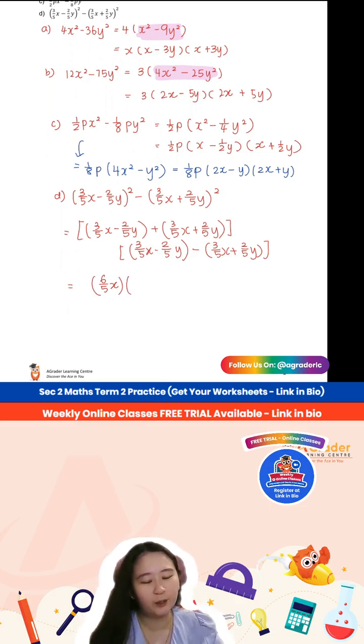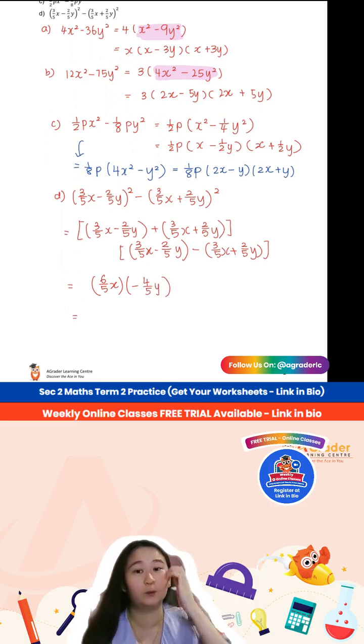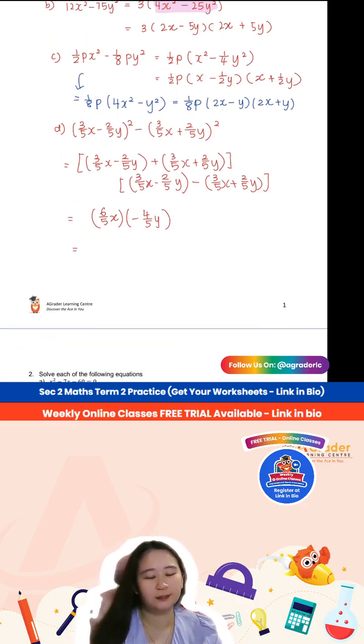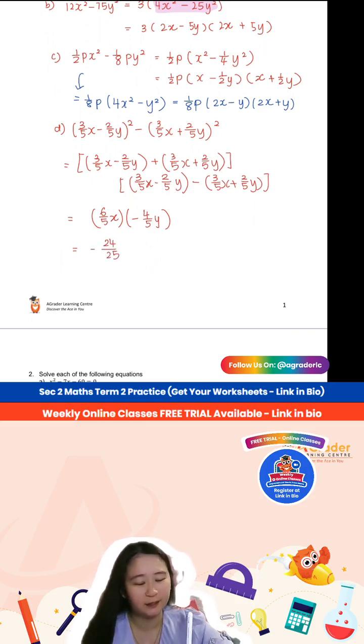Then the second bracket, 3 over 5x minus 3 over 5x, we have no more x. And we have negative 2 over 5y minus 2 over 5y. So it's negative 4 over 5y. Then we multiply together. So 6 over 5 times negative 4 over 5, 6 times 4, 24, 5 times 5 is 25, don't forget the negative sign. Then x times y is xy.